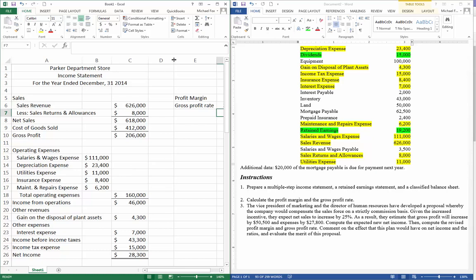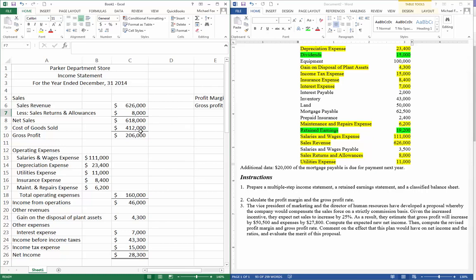I'm just going to add a column here. Another way to do this would be just to take the current net income, add the increase in gross profit, and subtract the increase in operating expenses. So let me just go through both ways of doing this.